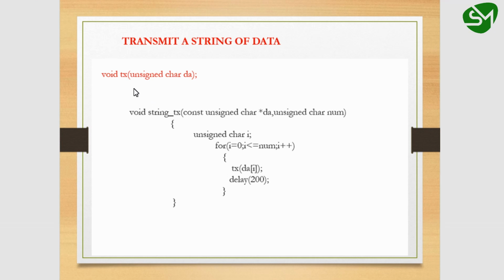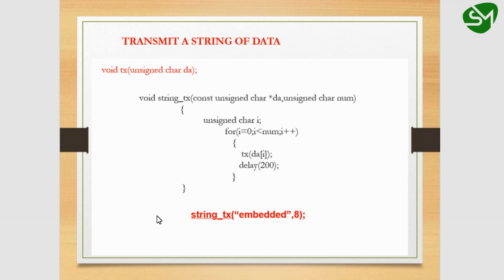We will reuse this TX function inside a loop, and we will write another function called string TX for transmitting a string of data. We will understand the working of this function with an example. For example, let's say we are calling this function with "embedded", 8. This 8 is nothing but the length of this string. So this "embedded" will be stored in the DA, and this 8 will be stored in num.